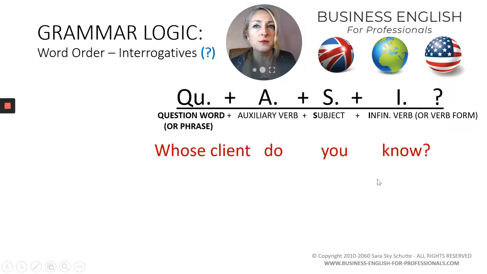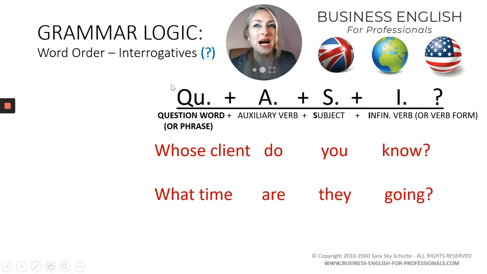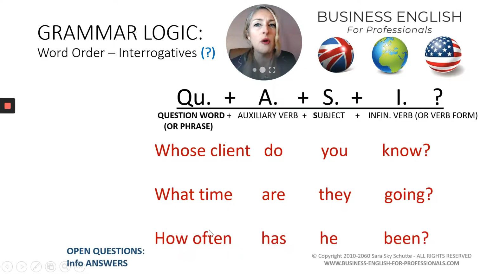Let's look at the structure. So whose client? Auxiliary, do you know? Or what time are they going? How often has he been? And these are open questions. So quasi deals with open questions where we want information referring to this column. So the first question word or phrase column, this is the information we want. So we want to pay attention to this because this is what we need to answer.